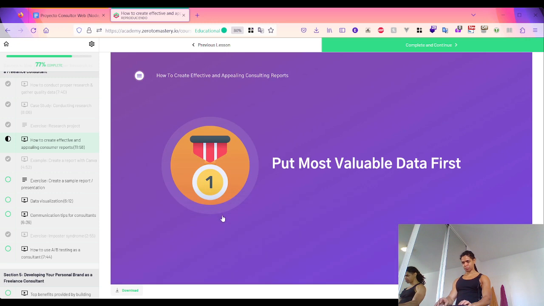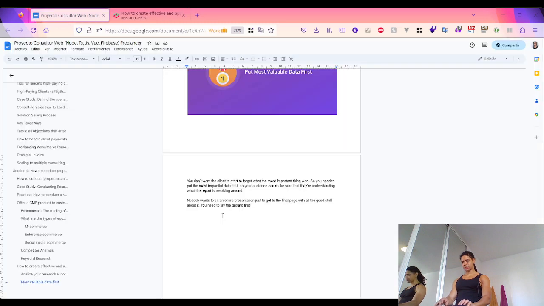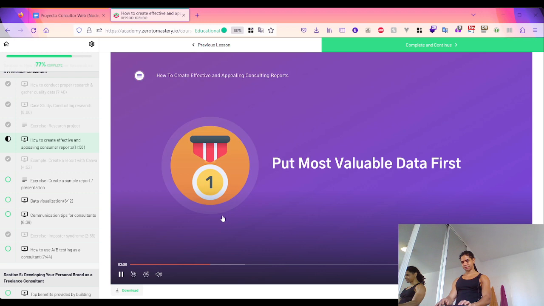You need to lay the groundwork first, present the most valuable data, and then expand on that.